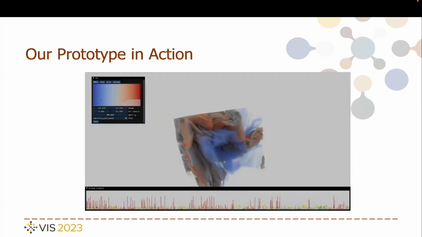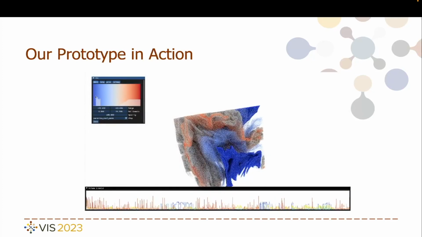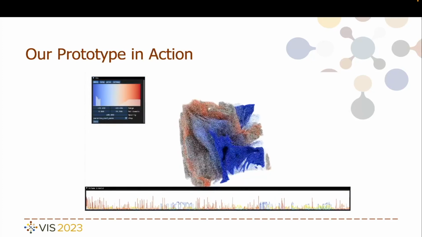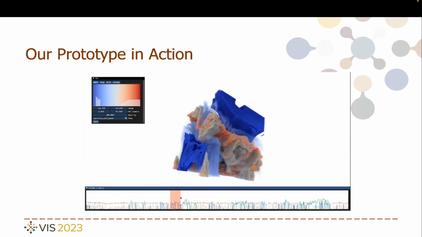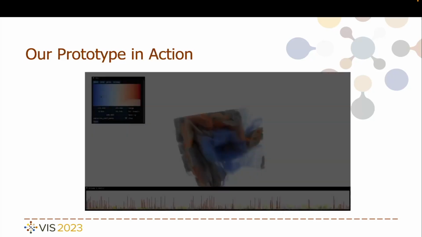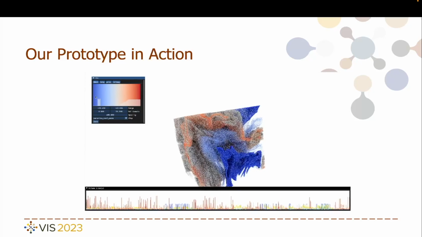Here you can see our prototype in action. This is a direct volume renderer coupled with volume lines. When I edit the transfer function, the volume lines change. I'm now editing the user parameter P from before, and you can see the volume lines change too. Here I'm performing brushing and linking, and this allows me to highlight regions of interest.